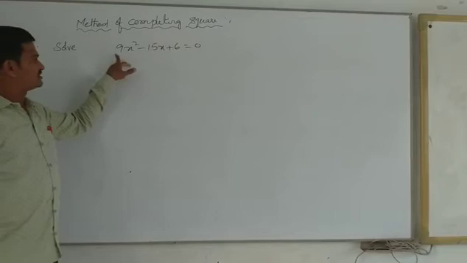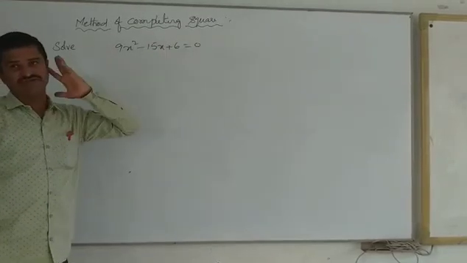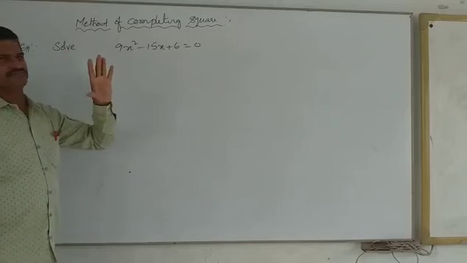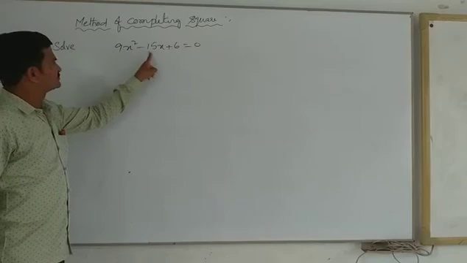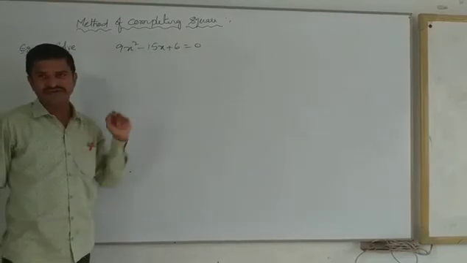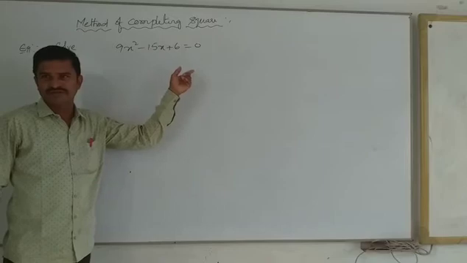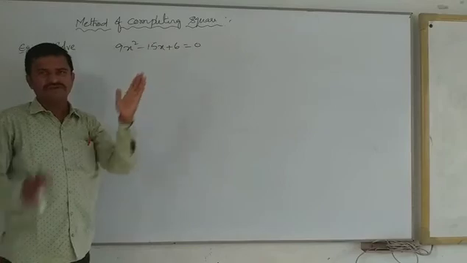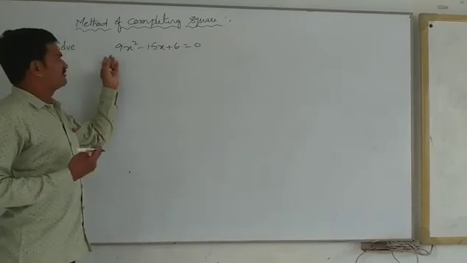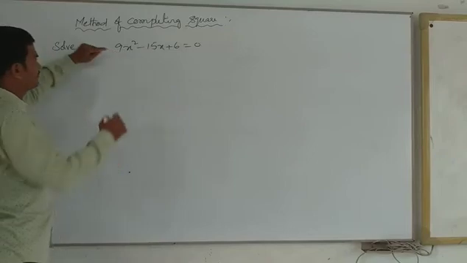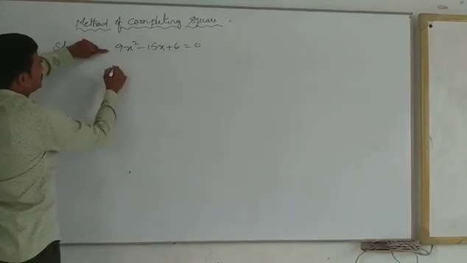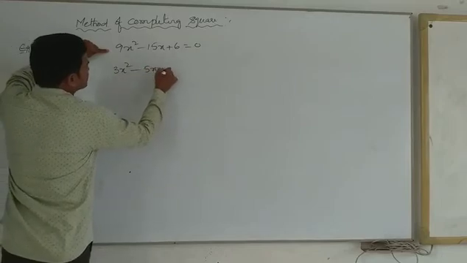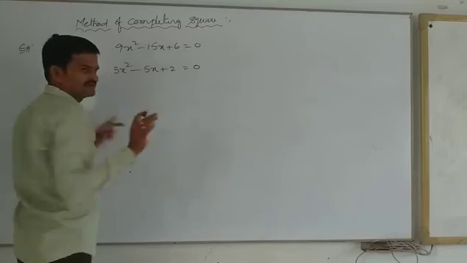This is the quadratic equation 9x square minus 15x plus 6 equals to 0. Clearly, one thing: fortunately all the terms are divisible by 3. First let it reduce as far as possible into the simplest form. So shall we divide the entire equation by 3? If you divide the entire equation by 3, what will you get? 3x square minus 5x plus 2 equals to 0.